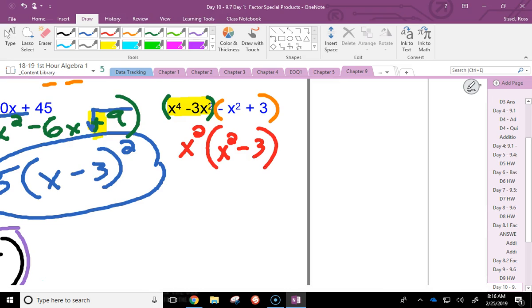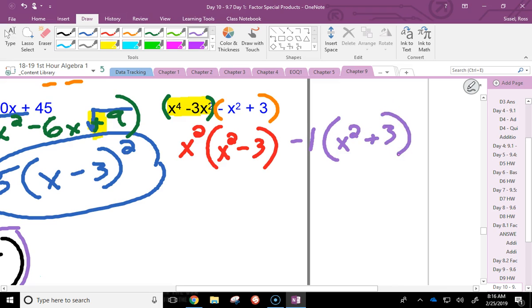Negative x squared plus 3. Negative 1's the only thing common. Remember, we always have to pull something out when we're doing our hard way factoring. So negative x squared plus 3, I'm going to pull out negative 1. So this would be x squared minus 3. This was our hard way factoring we did the other day.